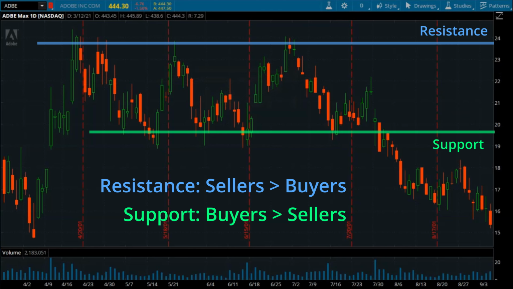One thing you'll also realize is that even though I have drawn the support and resistance level as a single horizontal line, the resistance or support level is actually not a specific price per se, but it is more like a price zone or region. So for the case of Adobe, the resistance is at or around $24. Every time the price reaches around this price level, the price will reverse downwards.